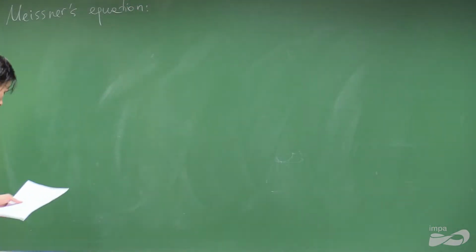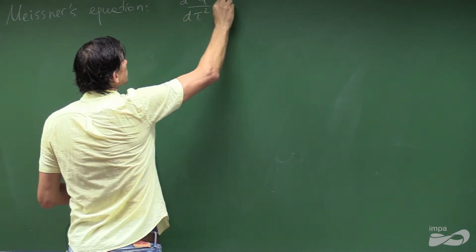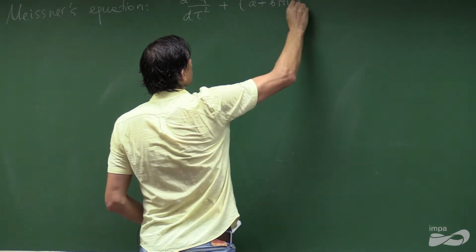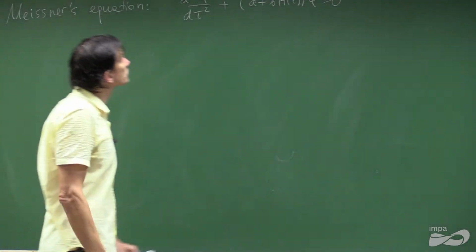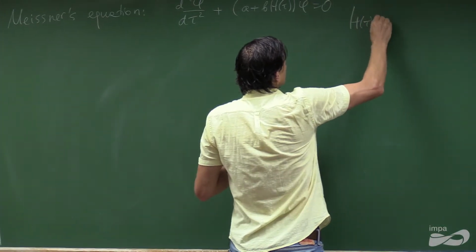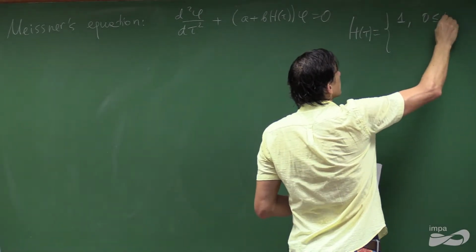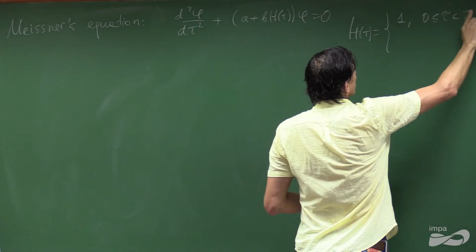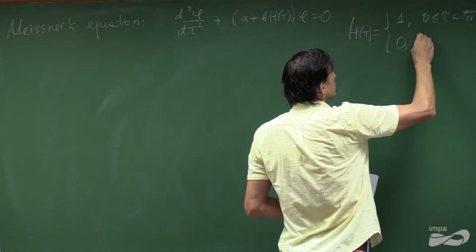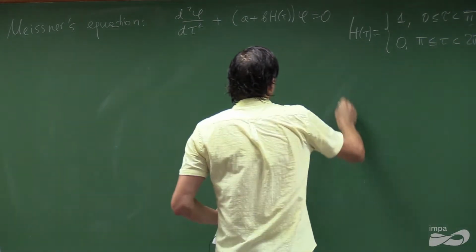Which is d squared phi over d tau squared plus (a plus b h of tau) phi equals 0. And then there is this periodic function h. It's just 1 in the first half of the period. And the period is 2 pi, so half the period is pi. And then it's minus 1 in the second half, and continues periodically.